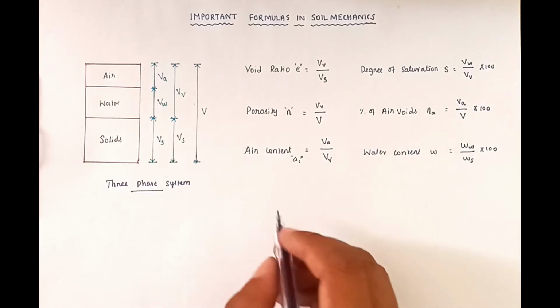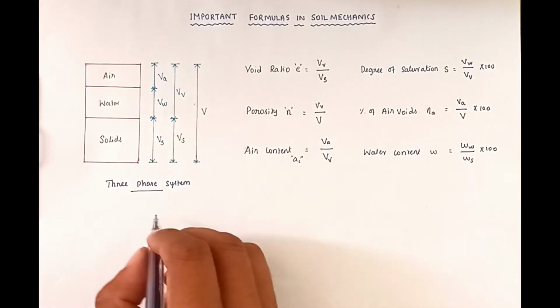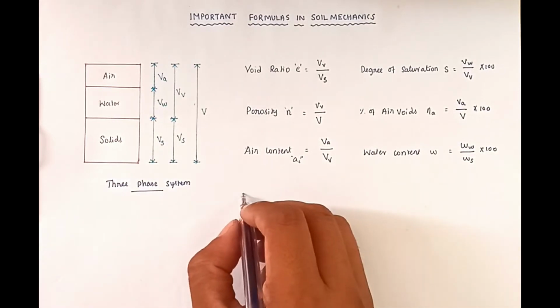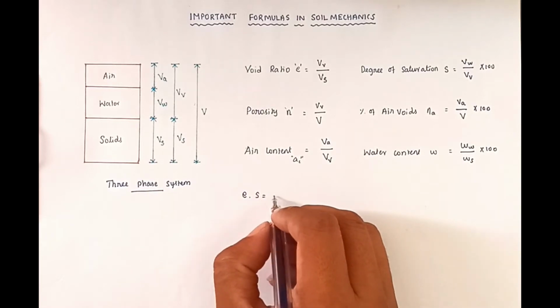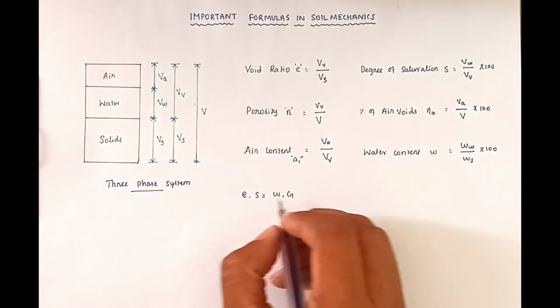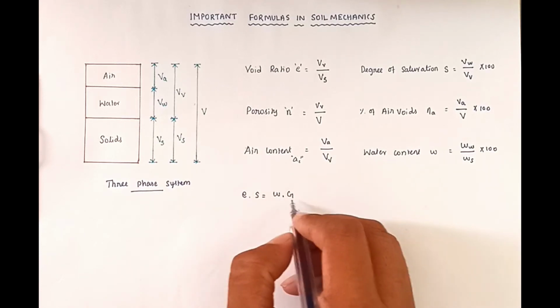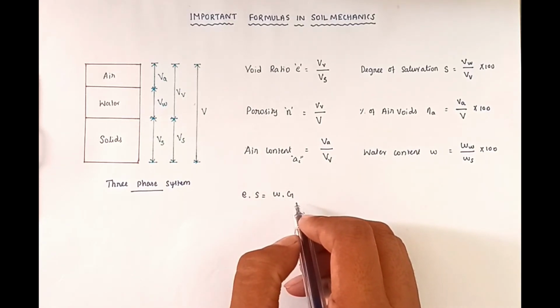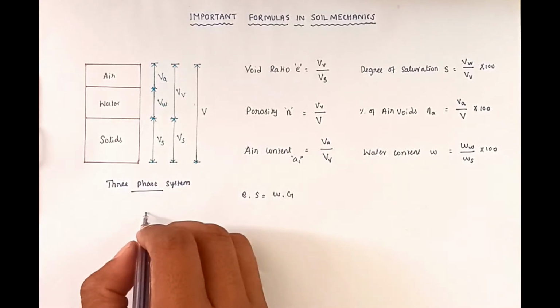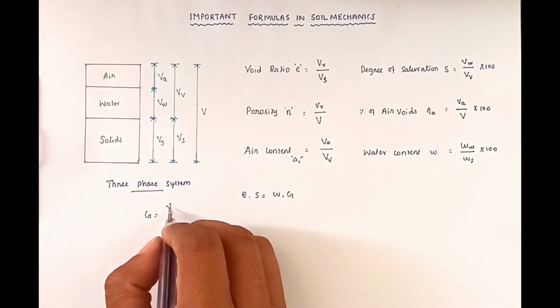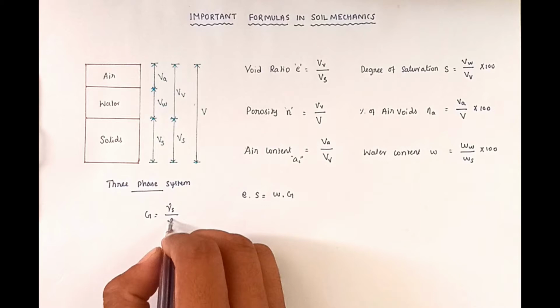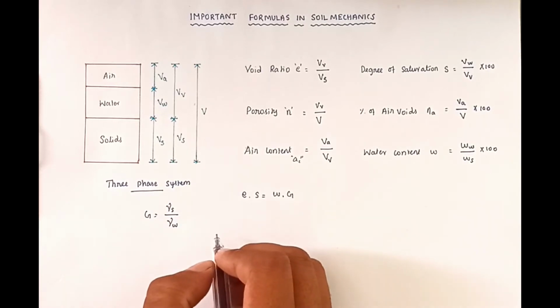From those things we can derive other important formulas. e into S equals w into G. Here e is void ratio, S is degree of saturation, w is water content and G is specific gravity. Specific gravity G equals gamma of solids divided by gamma of a known material, like water.